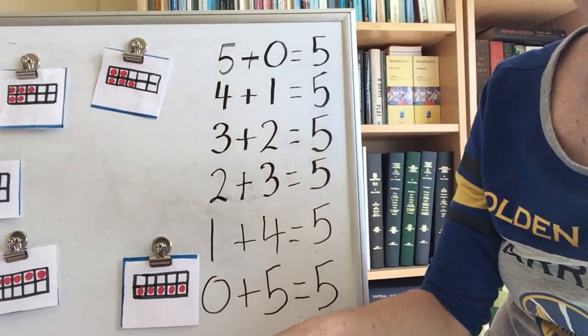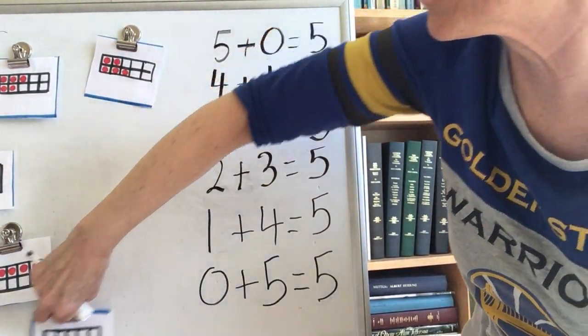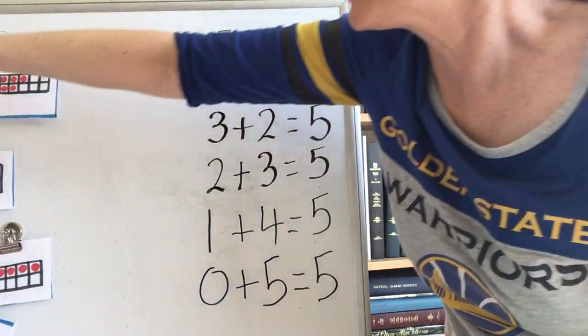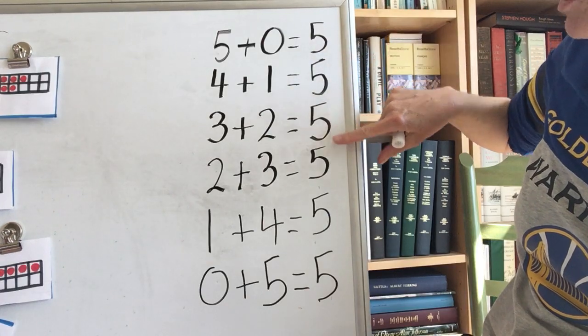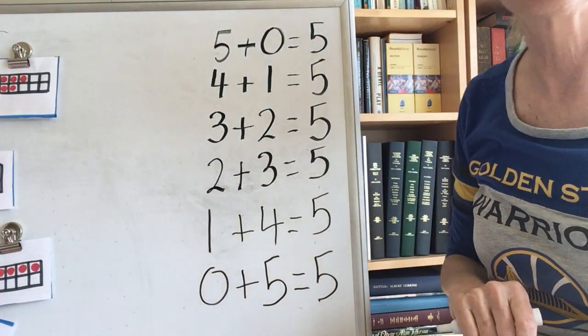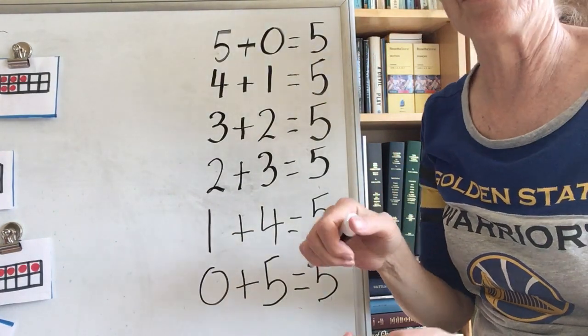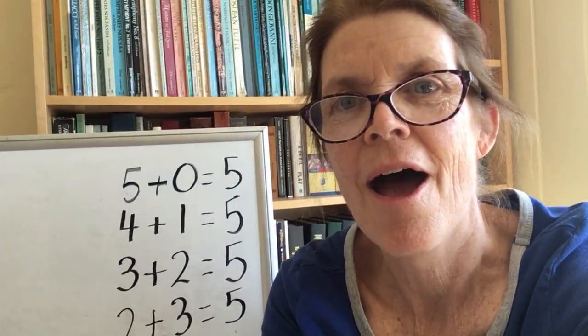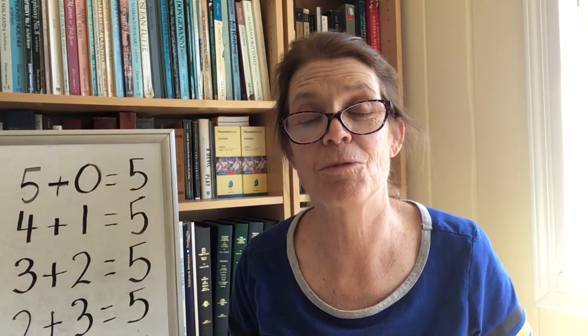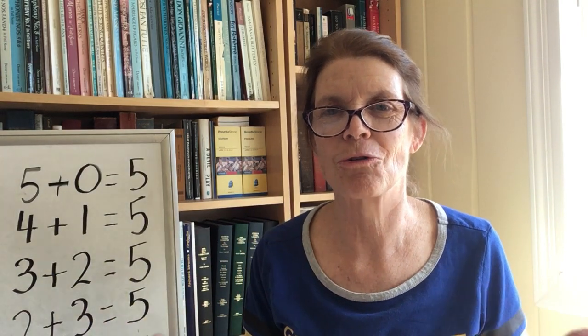Okay, now we're going to count. How many ways are there to make 5 out of 2 numbers? Let's count. 1, 2, 3, 4, 5, 6. There's 6 ways to make 5 using 2 numbers. That took a really long time. I'm out of breath. But I thought that would be a cool thing for you to notice when you're adding up numbers to total 5.